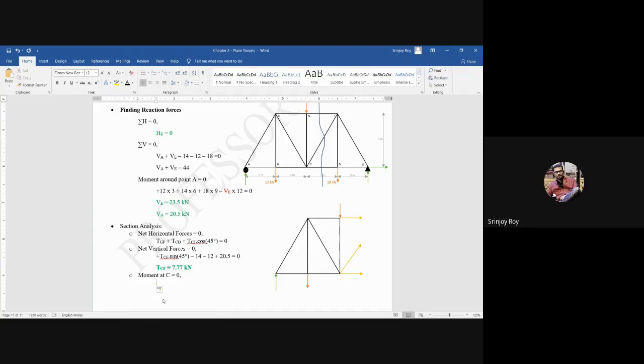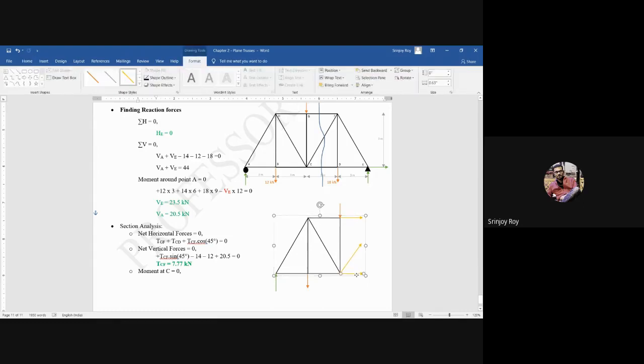Toh moment against this point batao, kis kis force ke liye moment generate hoga? Hang on, will the moment be generated for this force? No, sir, because it is directly passing through this point, point C. Will the moment generate for this force? Again, no. Will the moment generate for this force? Yes, it will, because this force is not passing through this point. Yes, sir, line of action.